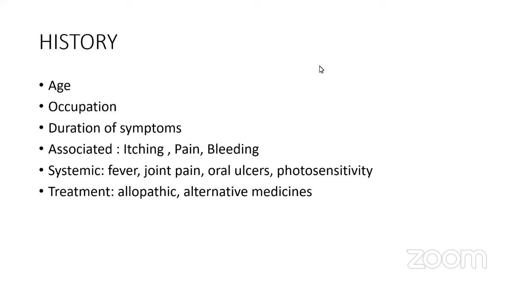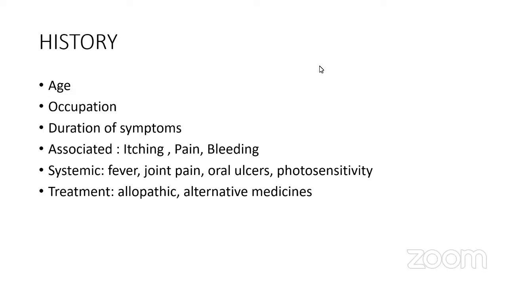So regarding history, first, age is very important. So why is age important? Because based on age group, impetigo is mostly seen in children. Bullous pemphigoid is seen in the elderly population, like 70, 80-year-olds. Then conditions like psoriasis typically have two peaks, one in teenage and one in old age.